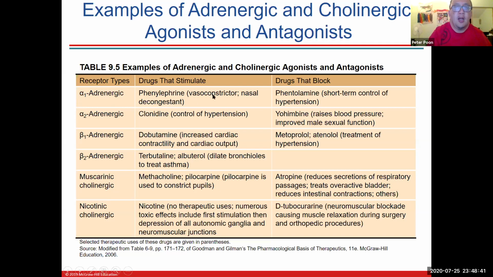Alpha 1 causes vasoconstriction, so increased blood pressure. Alpha 1 blockers, or alpha blockers, cause vascular relaxation, therefore lower blood pressure.